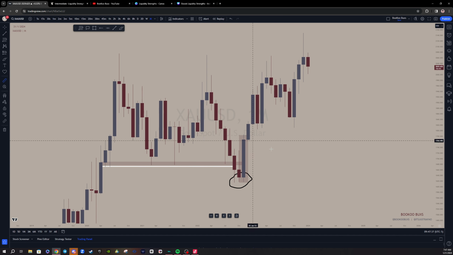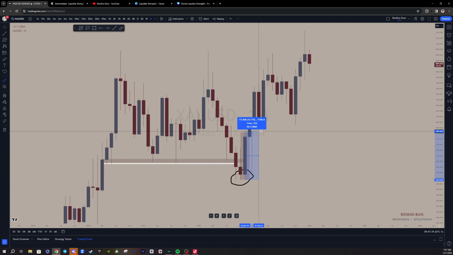Price cannot move 1,700 pips by taking out a 1 minute wick. It moves 1,700 pips, I think that's what it is, it has to be 7, yeah, like 1,700 pips when it takes out big areas of liquidity.